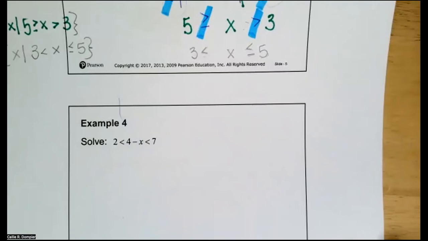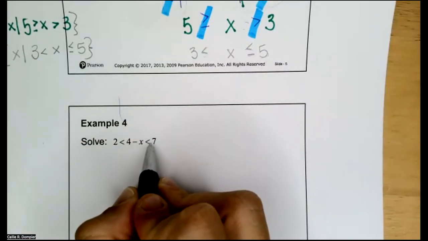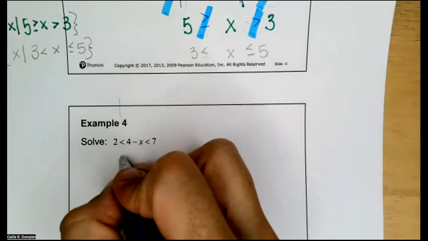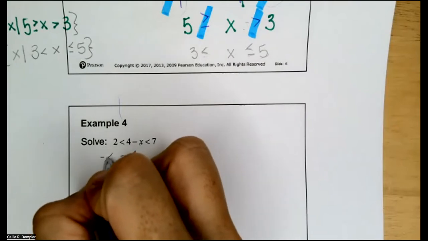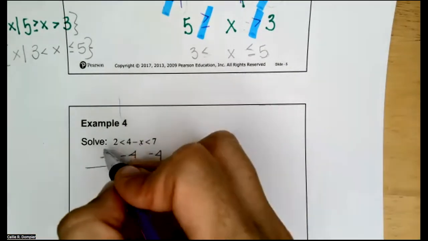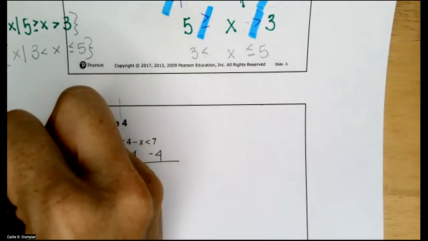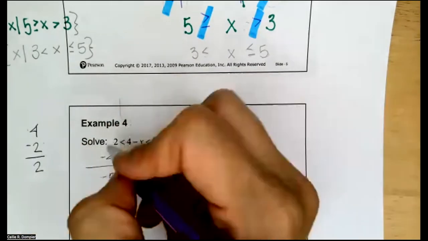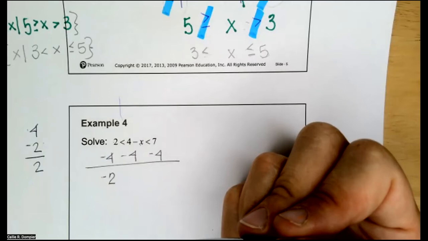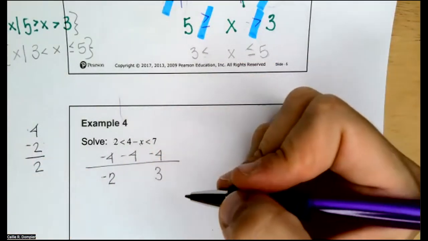Right, example 4. 2 is less than 4 minus x, which is less than 7. I want to get the x alone in the middle, so I'm going to subtract 4, subtract 4, subtract 4. 2 minus 4 is a -2, right? Because 4 minus 2 is 2, but the 4 was a negative. The bigger term is a negative, so you add a negative sign to your answer. 7 minus 4 is a +3, right?